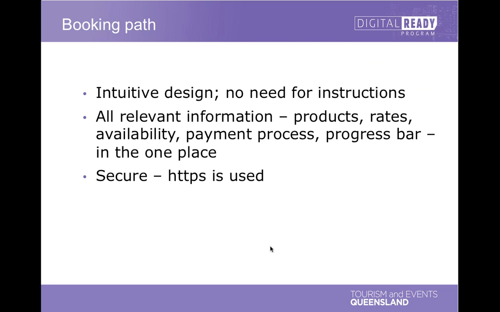One of the other things that's great to do, and I see this a fair bit, is that all the relevant information should be in the same place. So product information, your rates, the availability, your payment process. Progress bars, if it's a very long process, like if you have maybe 3 or 4 or 5 steps, like choose your date, choose your room, enter your customer details, enter your credit card details, thank you page, or something like that. Qantas is a good example. When you're booking a flight on Qantas, I think they have 5 steps, and they will always show you where you are in the steps.